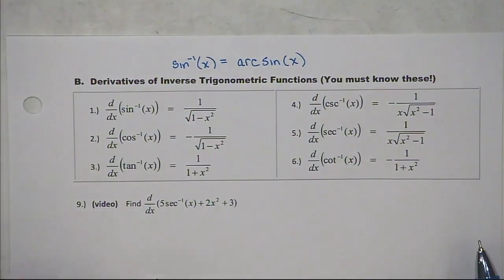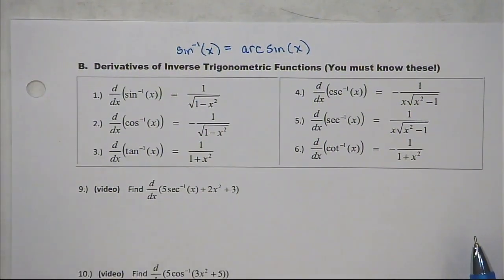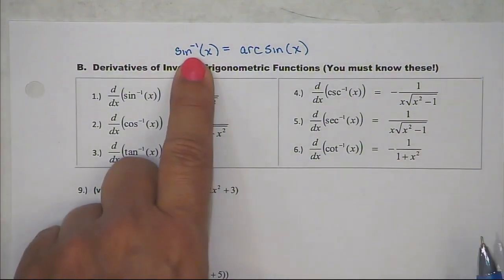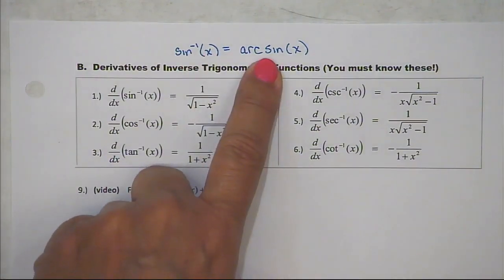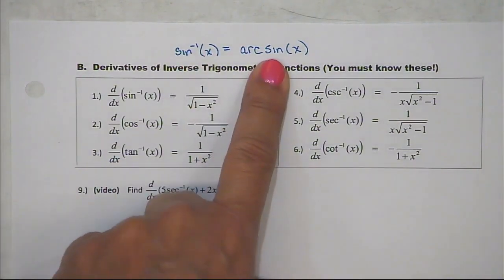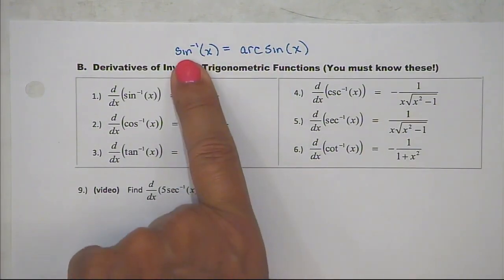I mention that because some of the problems in WebWork have the word arc in front of it. Some of the problems in WebWork will have the shortcut way. So this is really the shortcut way to write this. This is the real way you write that. This is just shortcut notation.